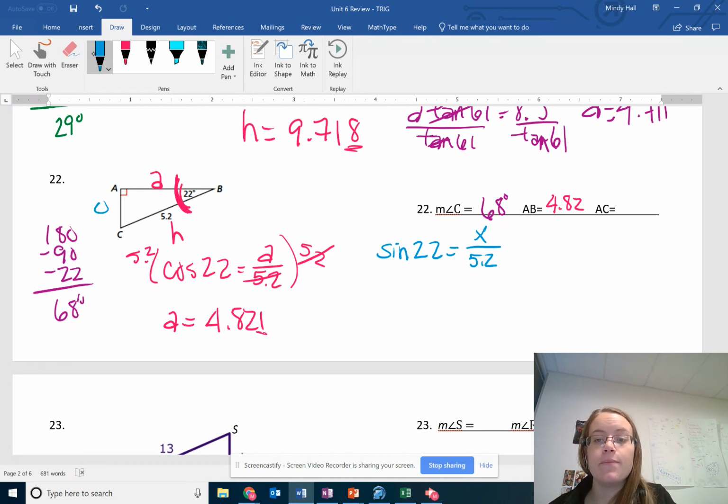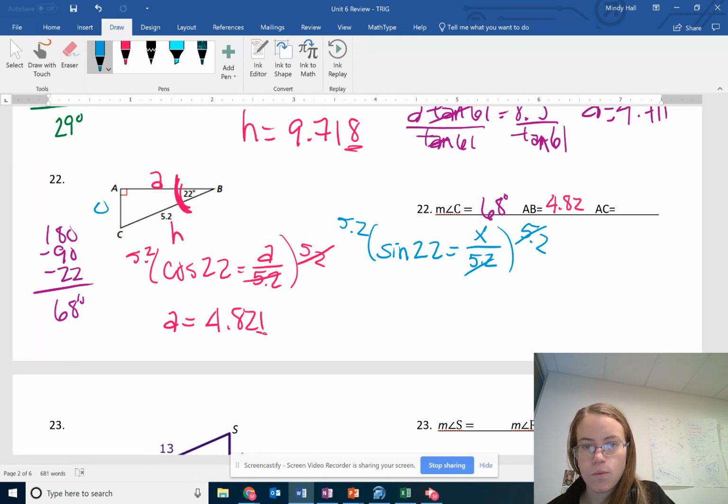So again, we're going to multiply both sides by 5.2 so that it cancels on the right. So then 5.2 times the sine of 22 is 1.947. So then that 7 tells you need to round up. So then it's 1.95.